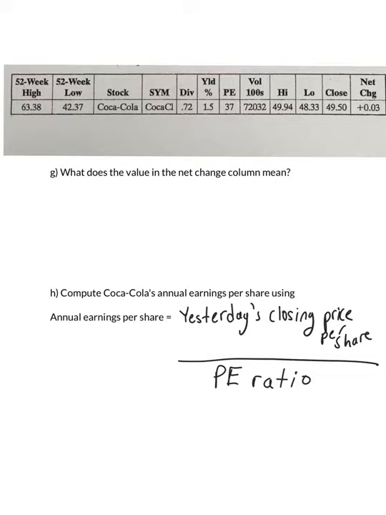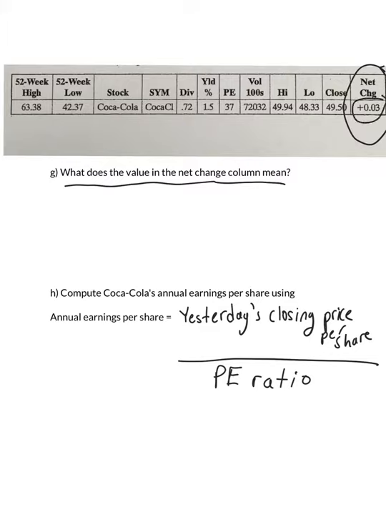Same question. I know it's a long one. Just 2 parts to go though. So I've reinserted yet again the same exact picture of the Coca-Cola stock table on the top of your screen. Part G says, what does the value in the net change column mean? So as I look it up, plus symbol means that the price increased, whereas a minus symbol would mean that it decreased. In our case, it's a plus, it's a money amount, so 0.03 means it went up 3 cents.